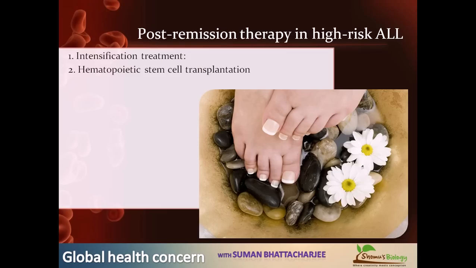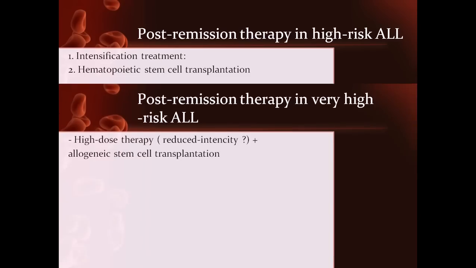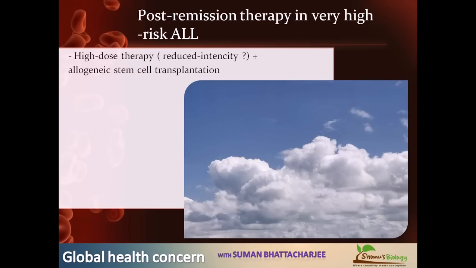Okay, so in a sense, these are the two major types of post-remission therapy that are used for high risk ALL. Now, for the very high risk ALL, we cannot rely on any one type. We use the high dose type of therapy, and also some allogenic stem cell transplantation. Allogenic means stem cells that are related to that person. We can transplant those hematopoietic stem cells or many other types of stem cells after the remission is induced.